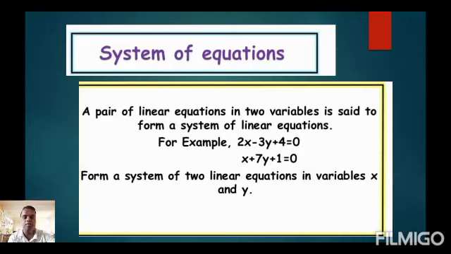linear equations. For example, 2x minus 3y plus 4 equal to 0, and x plus 7y plus 1 equal to 0. These two equations are called a pair. Pair means two equations which have two variables x and y. So here the variables are x and y.